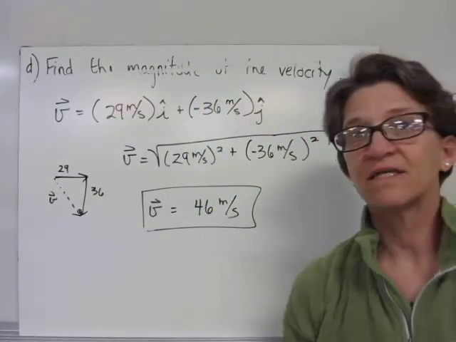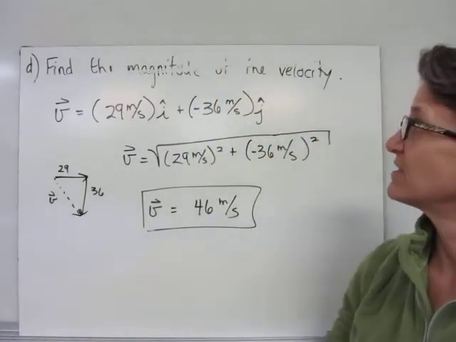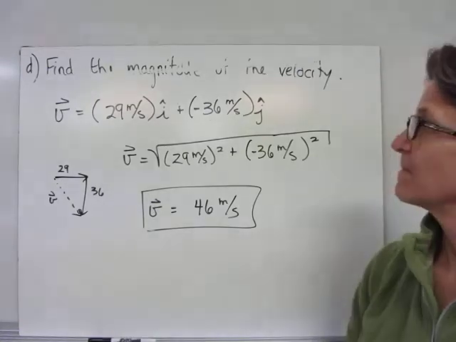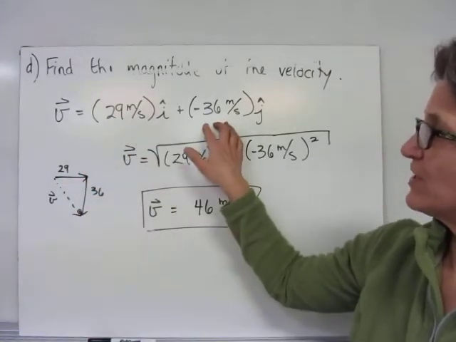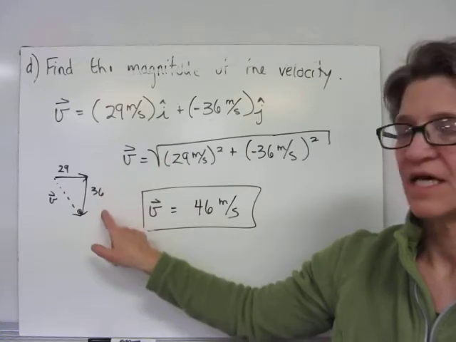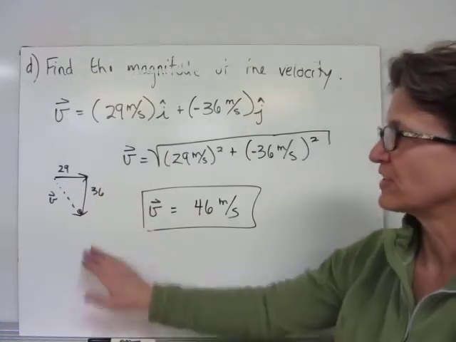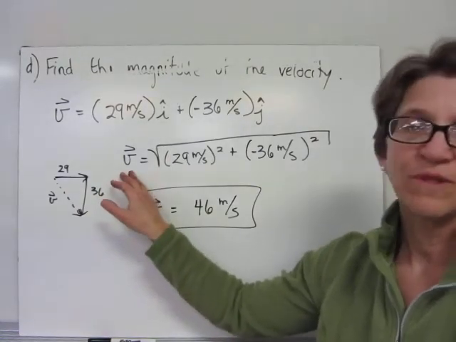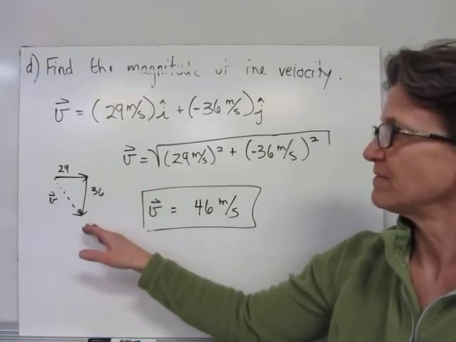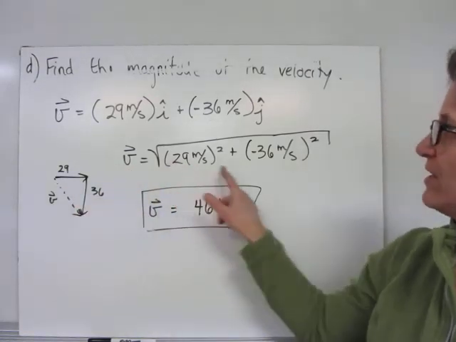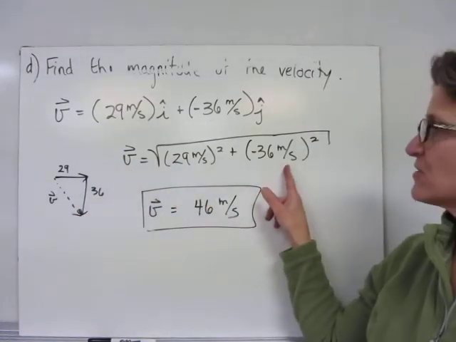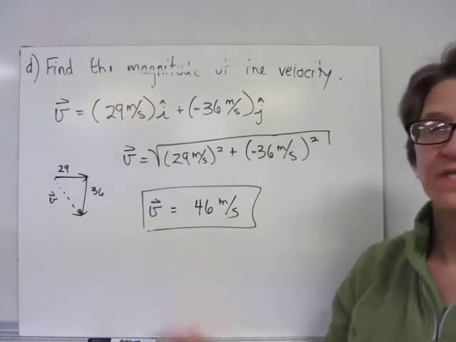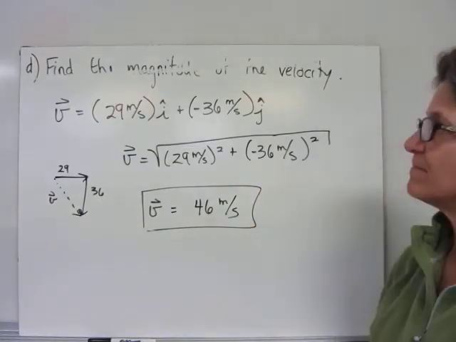This question asks us to find the magnitude of this instantaneous velocity. So we have our equation, and now I've drawn a little sketch to show the vectors in the proper direction, and we're just going to use Pythagorean's theorem to find the resultant. So 29 squared plus -36 squared gives us a resultant of 46 meters per second.